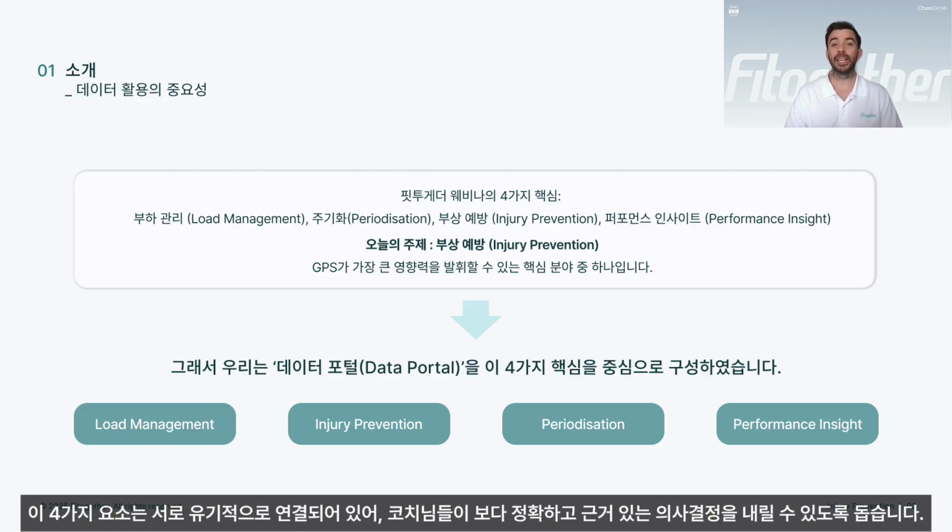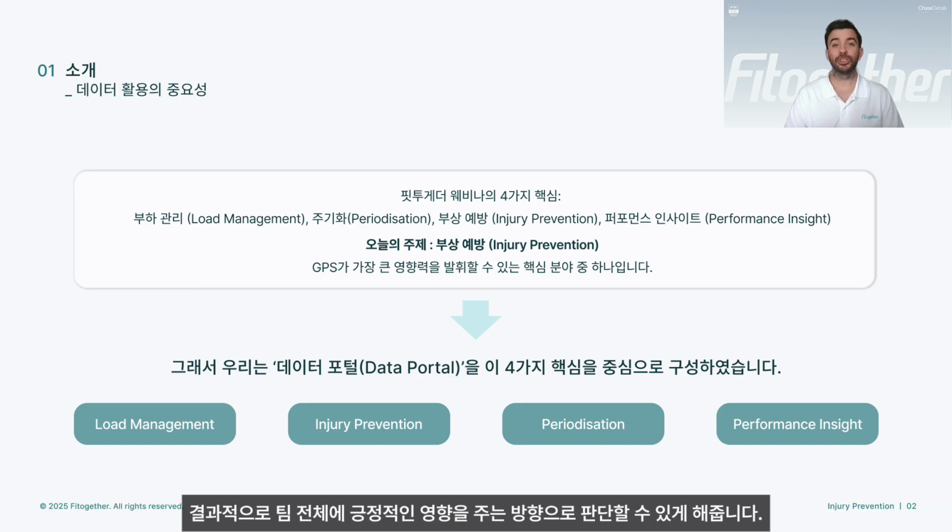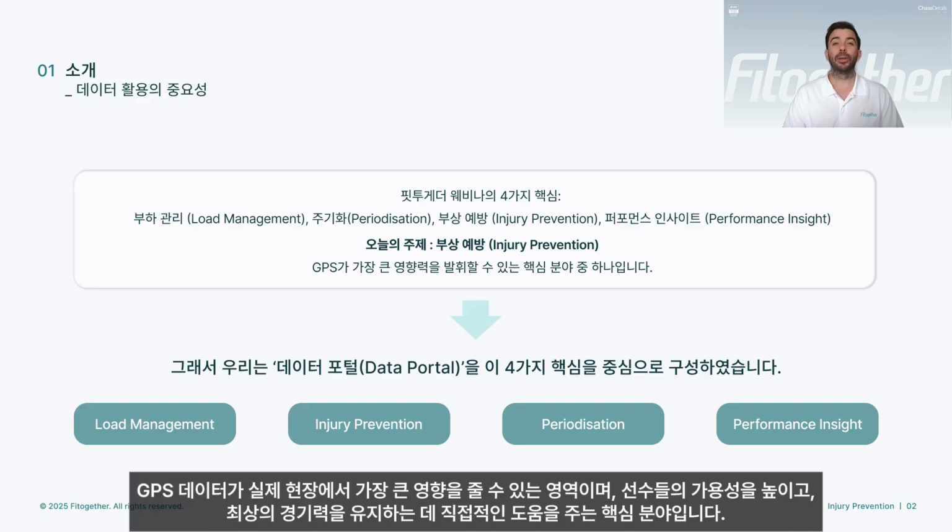All 4 linked together to give you information to make decisions that can hopefully have a positive outlook for your team. Today, we're focusing on injury prevention, arguably the most impactful area where GPS data can help make real-world decisions that keep players available and performing at their peak.